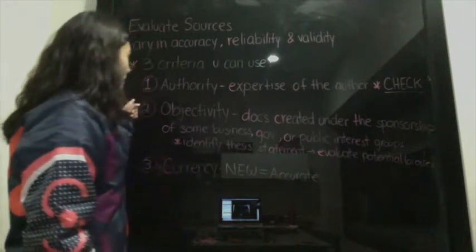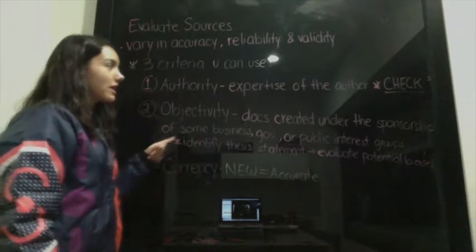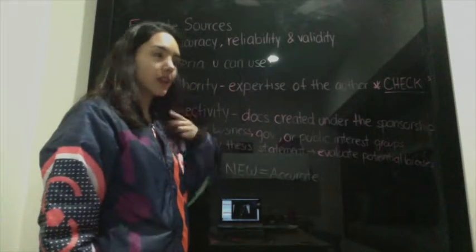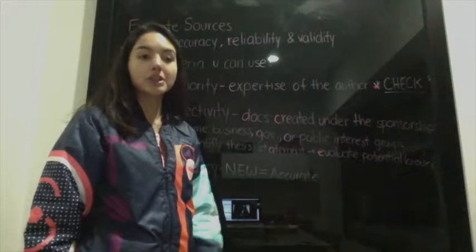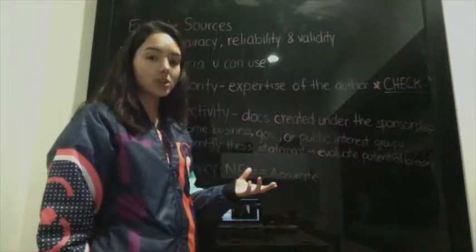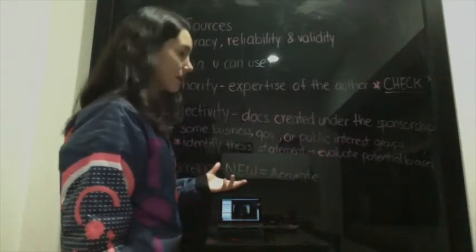The first one is authority, which means there's expertise of the author. So you have to check that the author who has written an article you're using has credentials and knows about the subject he's writing about.